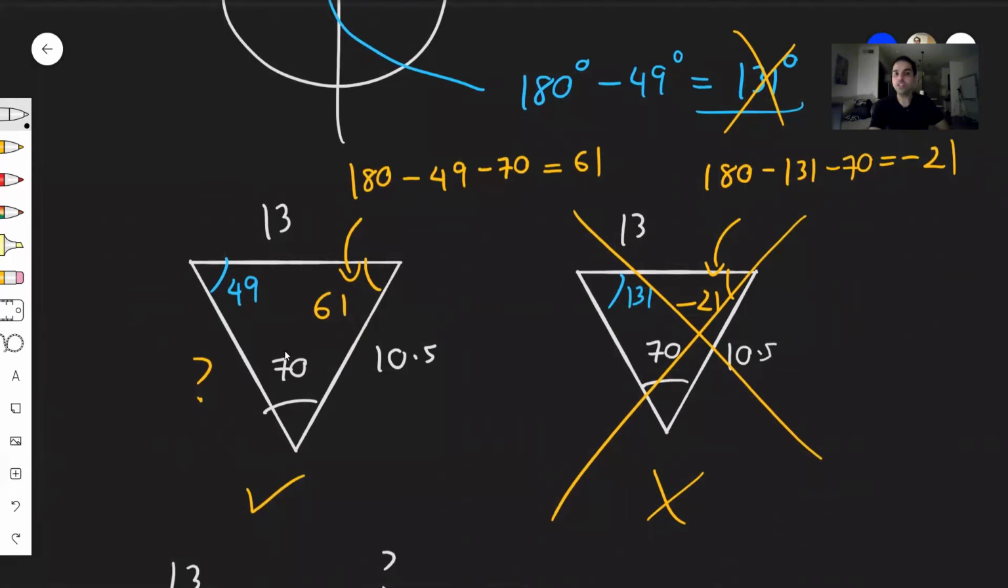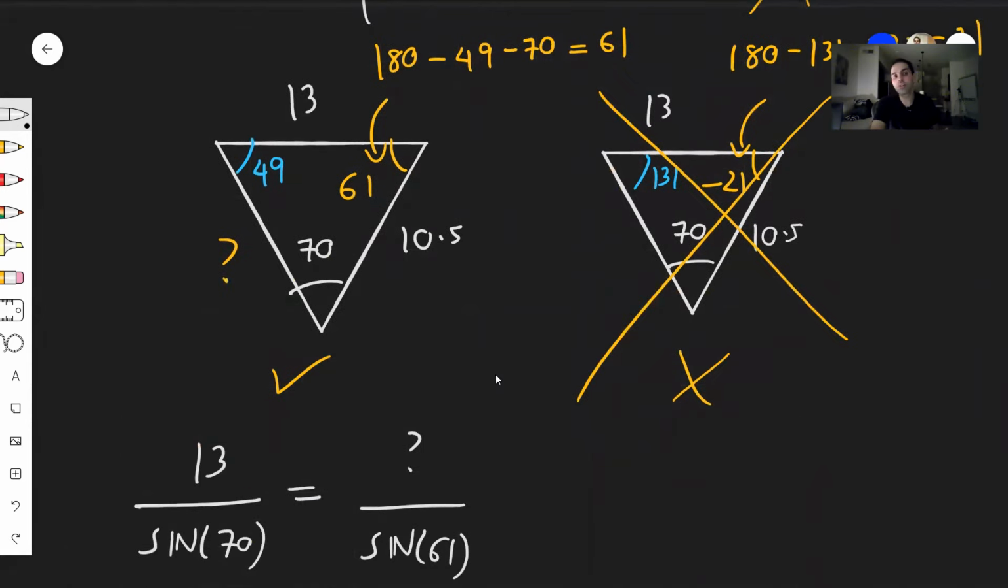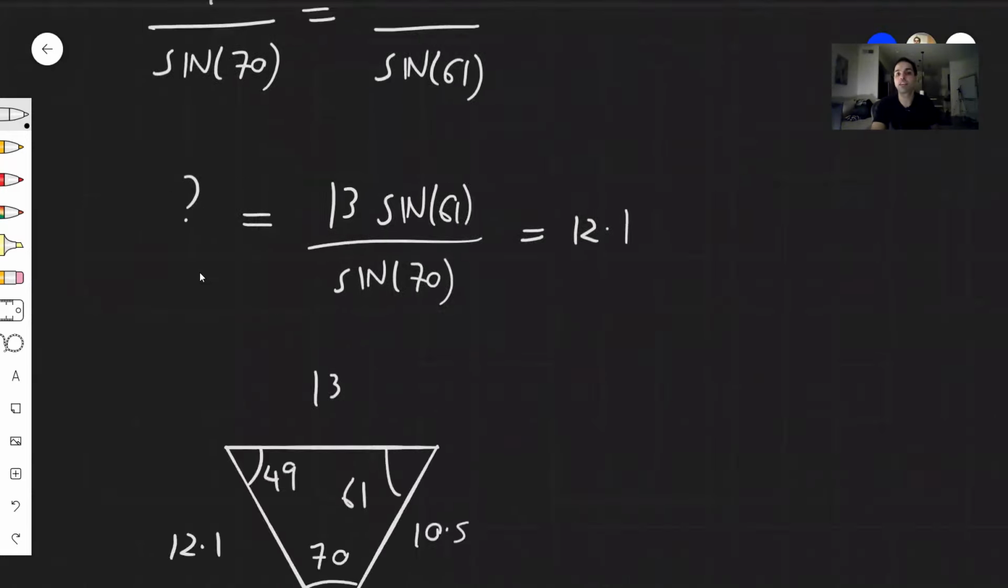And then you just need to make sure if those answers make sense. In order to check if it makes sense, check for the last angle. Here, if we calculate the last angle, we get 61, which makes sense. It's between 0 and 180. But here we get minus 21, which doesn't make sense. Angles are not negative in this problem. So we exclude the second one because it doesn't make sense. But this one does make sense. So we just calculate the last side by using the law of sines again.